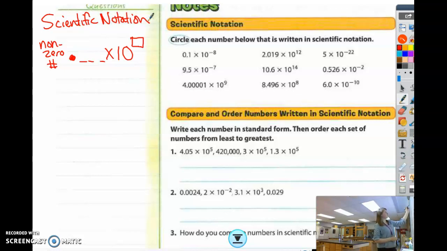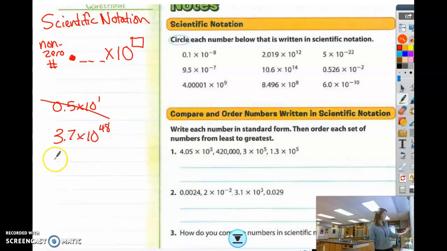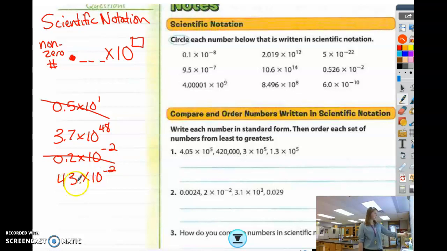So it has to have a non-zero number. You can't say 0.5 times 10 to the first. The 0 out in front makes that incorrect scientific notation. It's still a number. You can use it in problems, whatever, but it is not scientific notation. You could do 3.7 times 10 to the 48th power, or you could do 0.2 times 10 to the negative second. That doesn't work because it's a 0. What about like 43 times 10 to the negative second? You could not do that because there's two numbers out in front, so that's wrong also. It has to have only one digit in front of the decimal, okay?